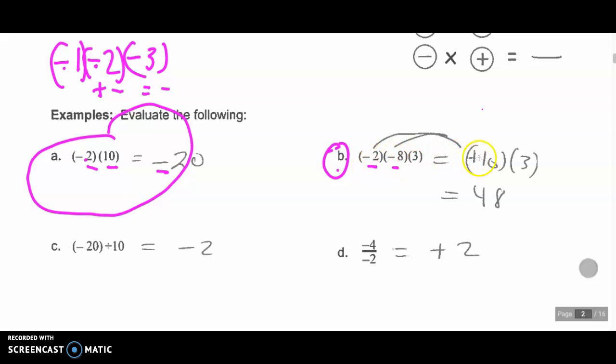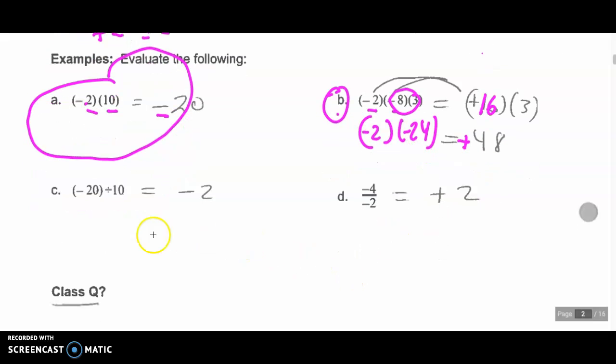So here what I did was I multiplied the first two numbers to get +16, and then after that I multiplied 16 by 3 to get 48. So it's up to you how you want to do this. You can multiply all of them together in one step, or you can multiply these two. It wouldn't matter. This would be -2 times -24. And then from there, you would get minus times a minus is a plus, and 2 times 24 is 48.